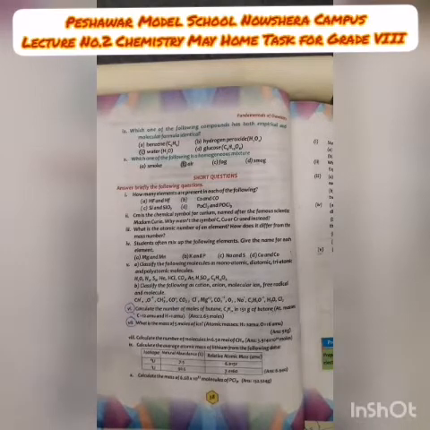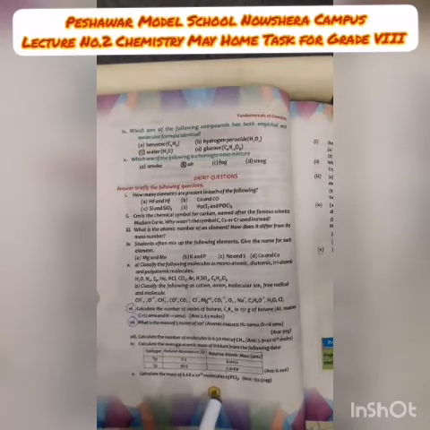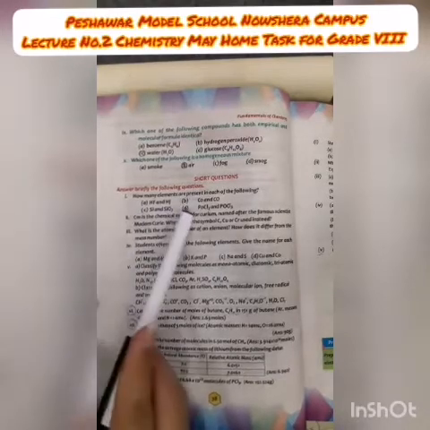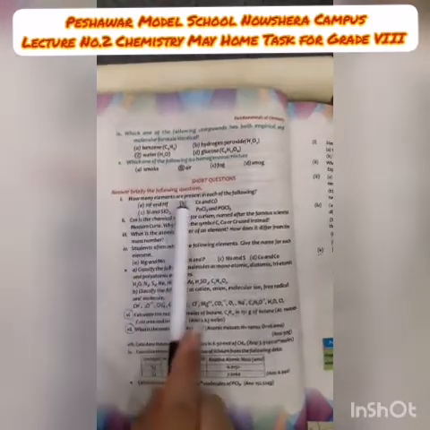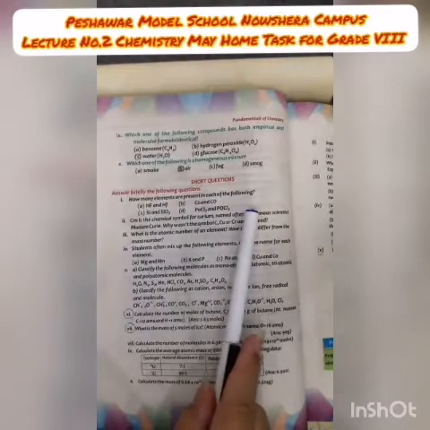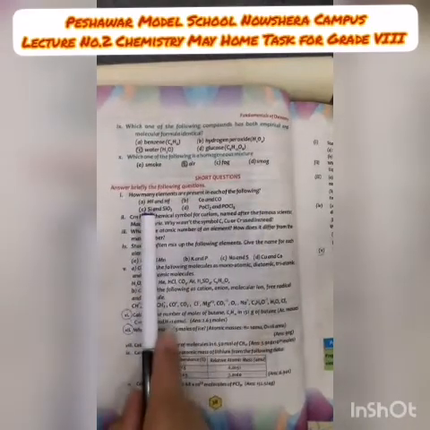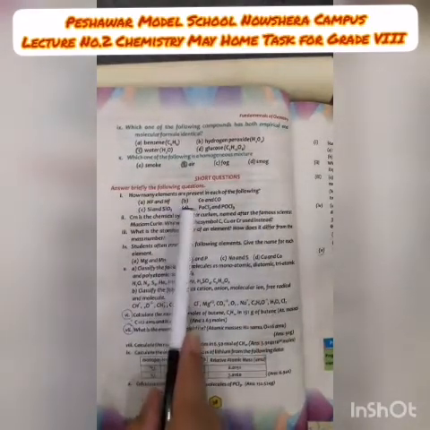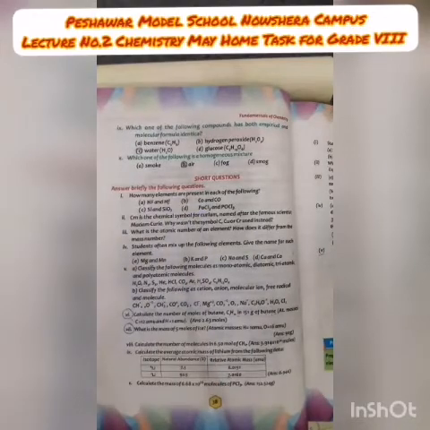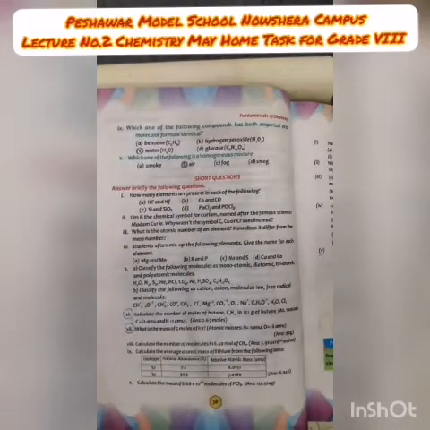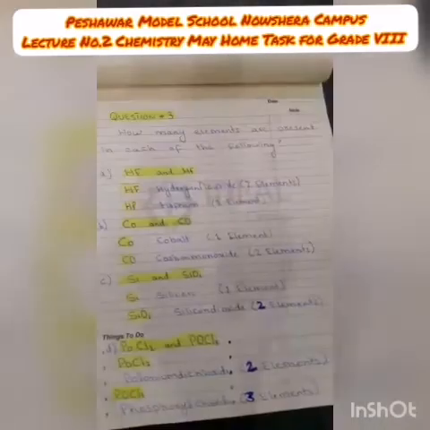It is also present in your exercise on page number 38, which is question number 1. Look at your question number 1: how many elements are present in each of the following. You have to find out how many elements are present in these elements and compounds. The symbols of these elements and compounds resemble each other. You have to differentiate them.